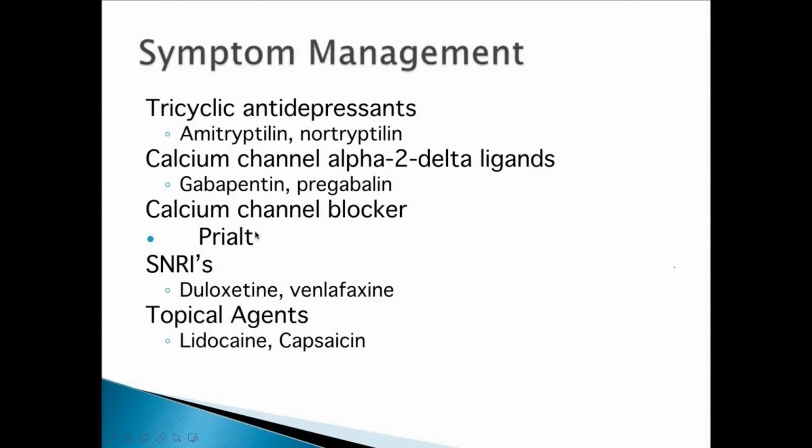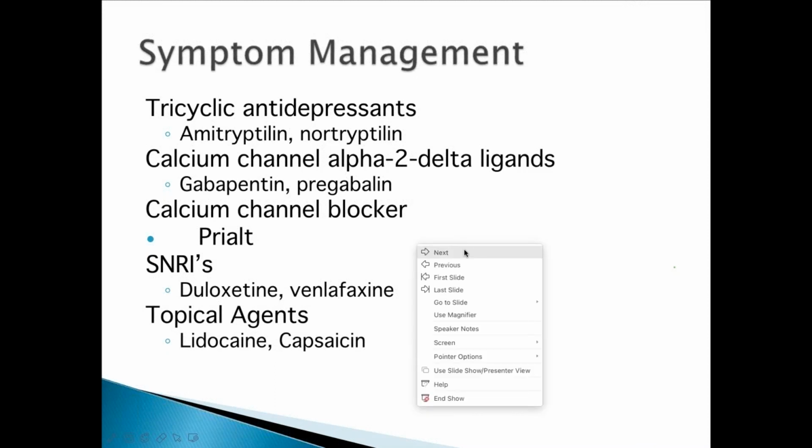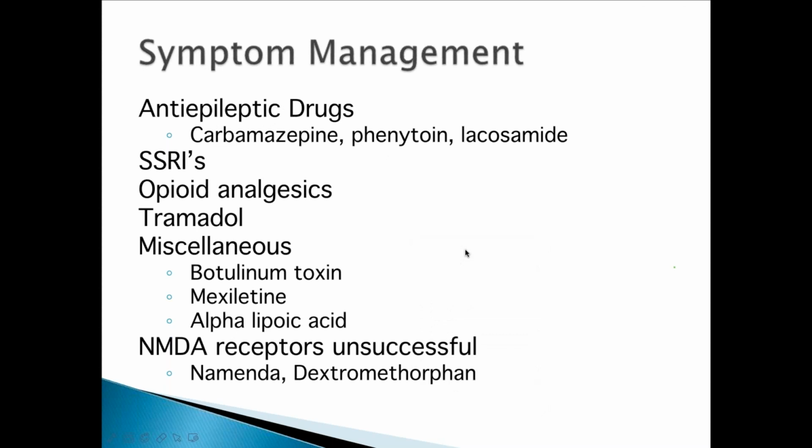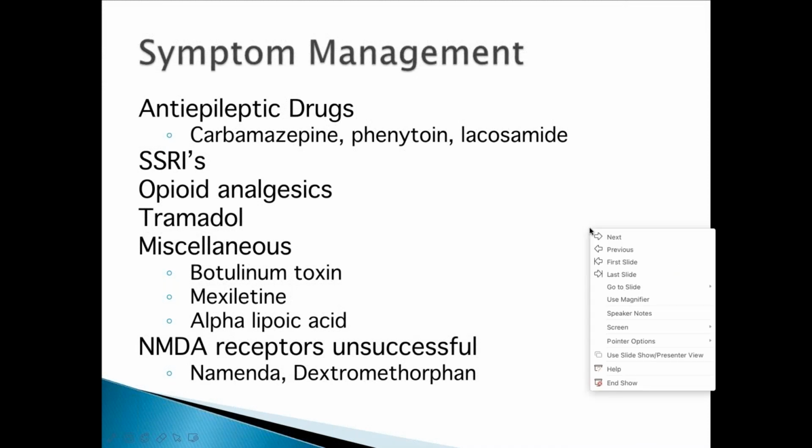And then sometimes SNRIs, duloxetine we sometimes give, and local agents like capsaicin might help. Carbamazepine is many a time used in facial neuropathies. Then opioid analgesics like tramadol. Botox, mexiletine, these are all therapies. In Europe, people have their special clinics.